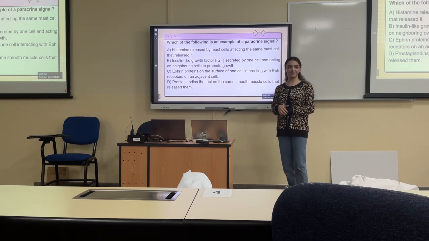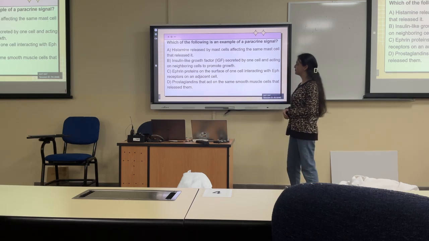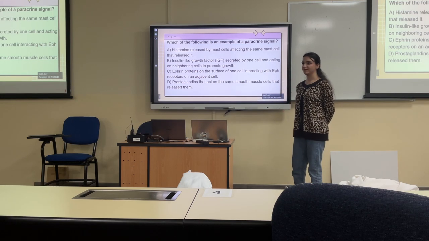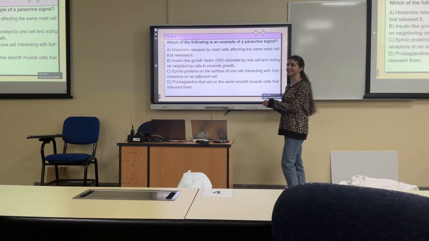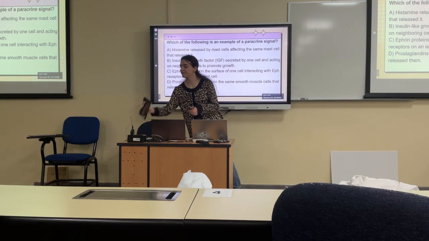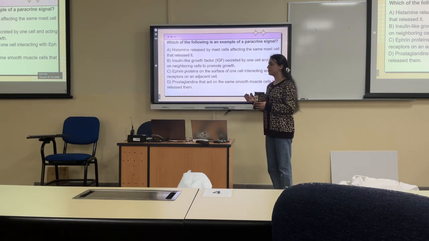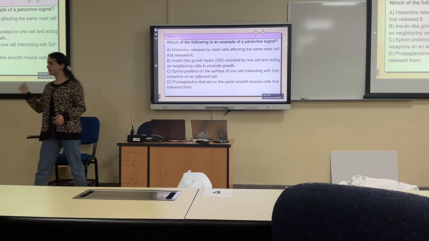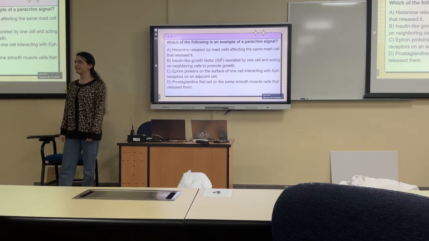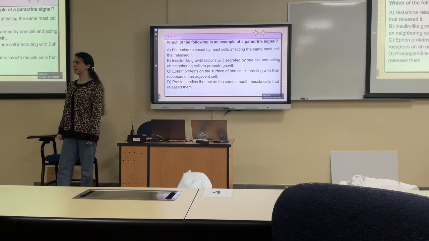An answer? No? Okay. B. Can you read it out loud? Insulin-like growth factors secreted by one cell and acting on neighboring cells to promote growth. Okay. So why are others wrong? Which one do you think is wrong? Tell me, I'll tell you why.